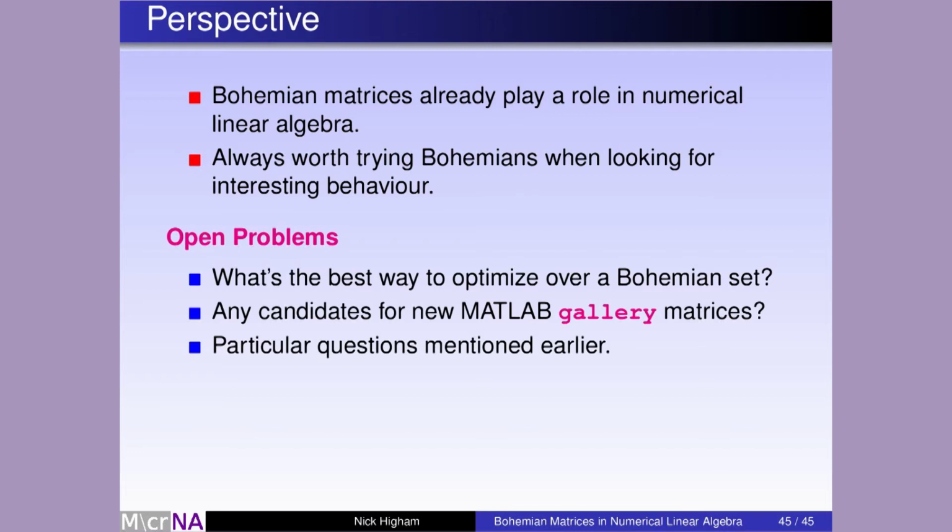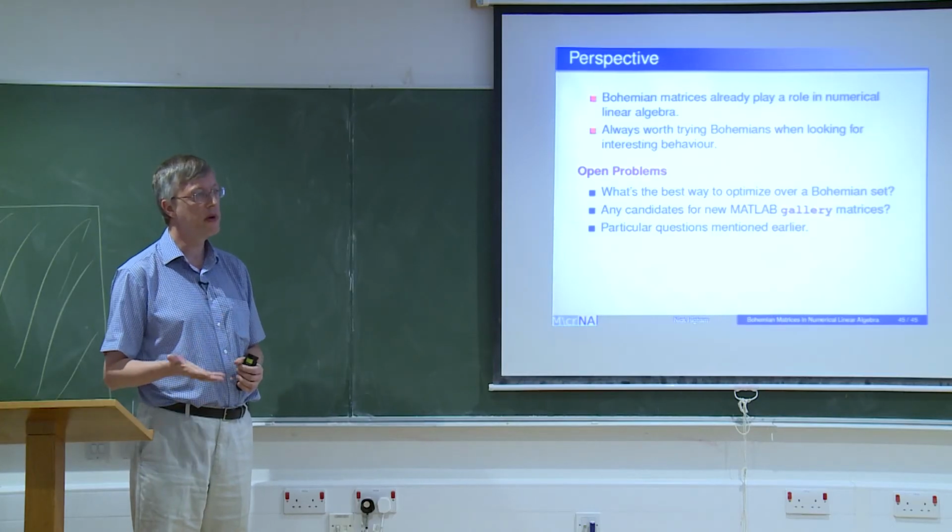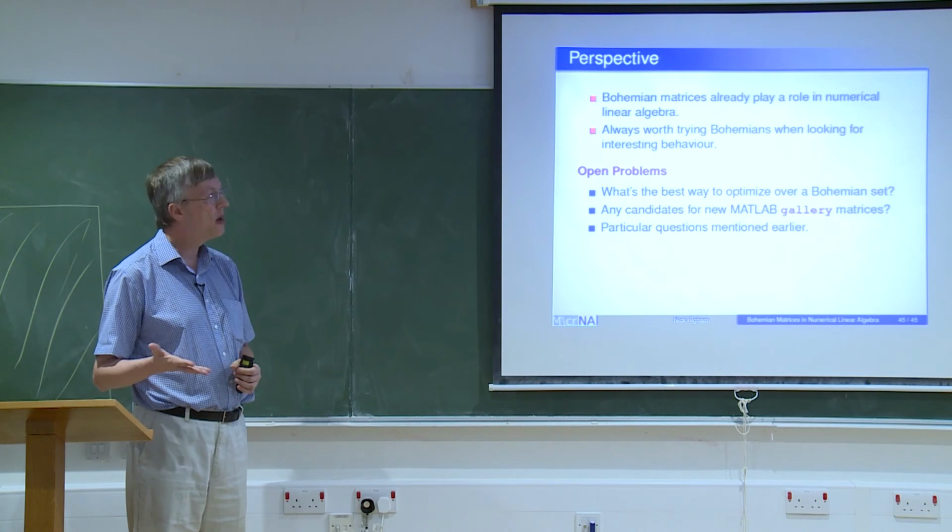So to finish off, just let me give a perspective and mention some problems. I would say the Bohemian matrices already play a central role in numerical algebra, even if they've not been named so. You'll find the Wilkinson matrix, for example, that gives the worst case for partial pivoting in many papers and textbooks. And so my feeling is it's always worth trying matrices from these sorts of classes, rather than just the typical rand or randn, if you want to understand what's going on with your algorithm, your theorem, or whatever it might be.